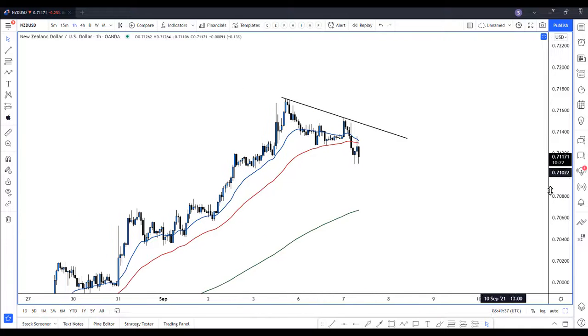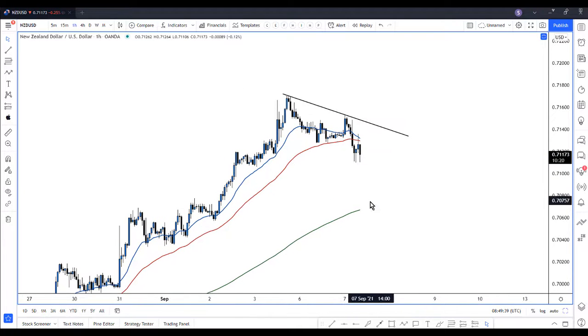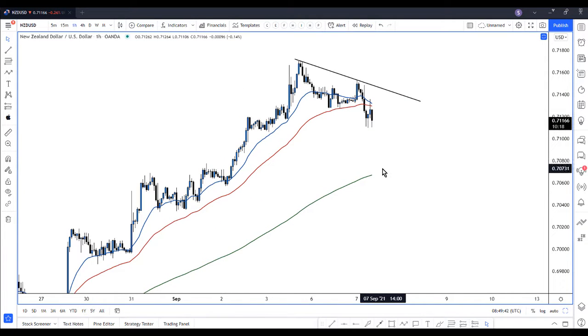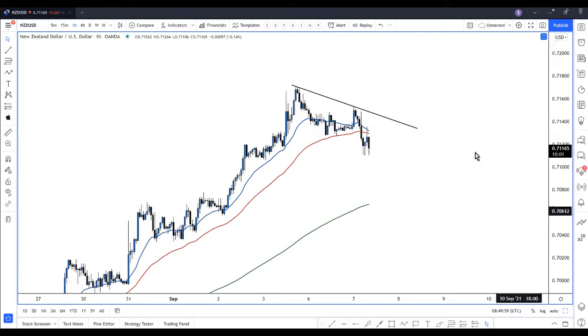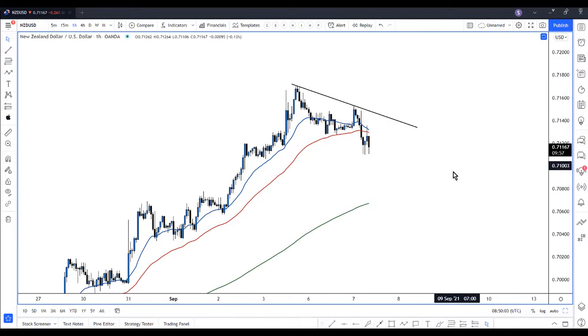The further this goes down, the better in theory, because when we start to see buyers come in, if we do, then we can get a better reward to risk trade. Our targets will be way up here, and if we're buying from down here, then we've got all that profit to take, all these pips as price moves upward. So I don't mind if it has a bit of a deep retracement.